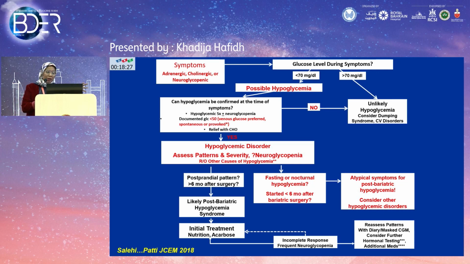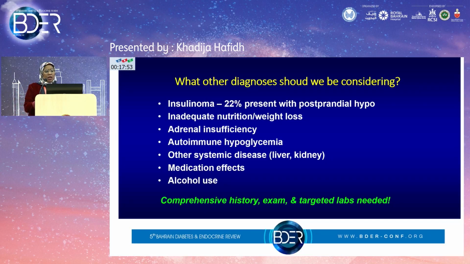What is the postprandial pattern like? Is it more than 6 months after surgery? It's likely to be post-bariatric hypoglycemia syndrome, and therefore you may initiate treatment with nutrition, dietary modalities, and acarbose, and I'll talk about the pharmacotherapy. On the other hand, if the patient is getting fasting or nocturnal hypoglycemia, and these symptoms have occurred less than 6 months after they've had the procedure, then this is usually atypical, and you want to consider other hypoglycemic disorders.